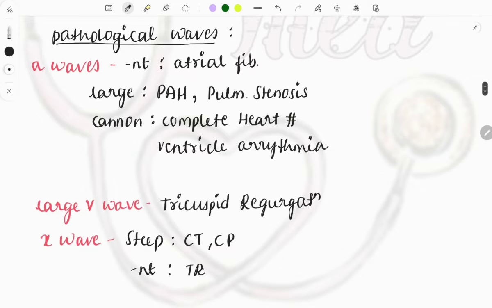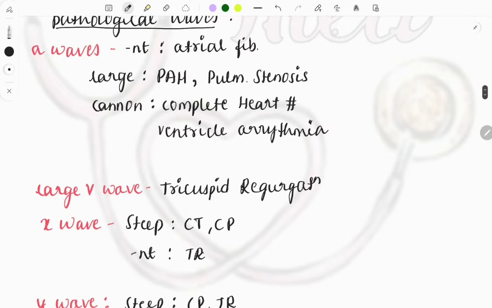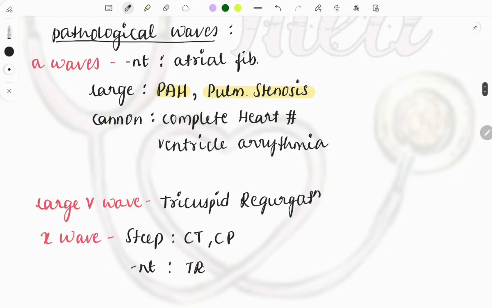Then if the A waves are large, it is seen in these diseases: PAH and pulmonary stenosis. So anything causing an issue in the lung. A wave signifies atrial contraction.